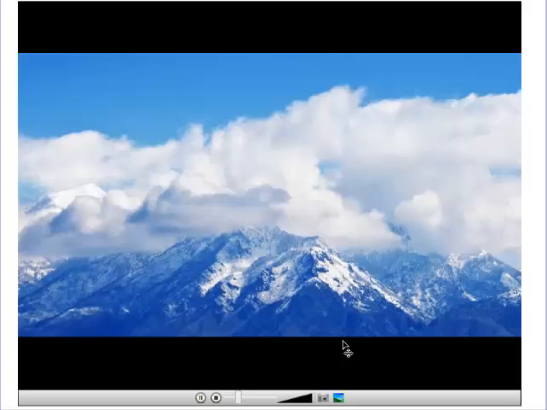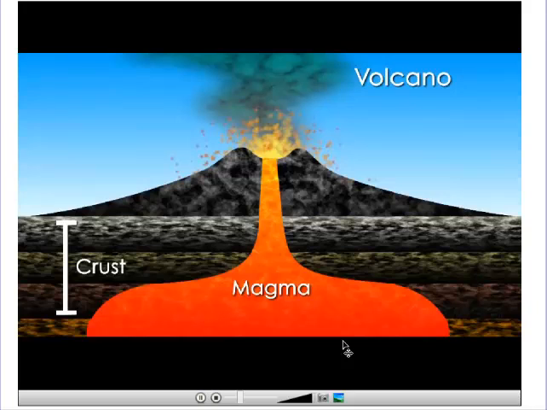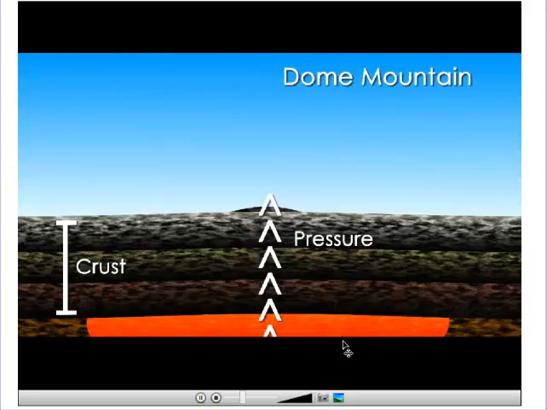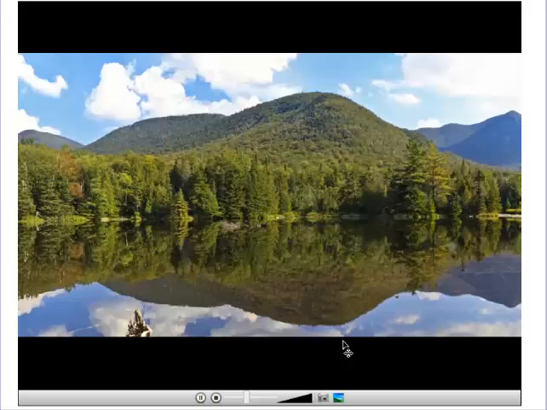Volcanic and dome mountains are formed by the molten rock or magma found beneath the Earth's crust. Volcanic mountains are made when erupting magma cools and hardens, forming a cone shape. Dome mountains are made when magma causes the crust to bulge and then subsides, leaving a rounded formation behind. Japan's Mount Fuji is a famous volcanic mountain, while the Adirondacks in the eastern U.S.